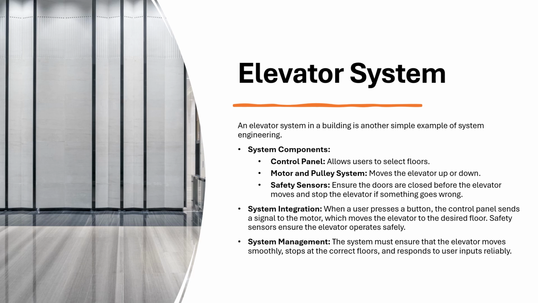So here I'm taking the elevator system, another simple example for system engineering. The system components could be a control panel which allows users to select the floors, a motor or pulley system which moves the elevator up and down, and safety sensors which ensure that the doors are closed before the elevator moves and stop the elevator if something goes wrong. Keep in mind, I'm just taking 3 system components. There will definitely be more components in an elevator or any system I am talking about, but just for you to understand what system engineering is, I'm simplifying it to 3 main components.